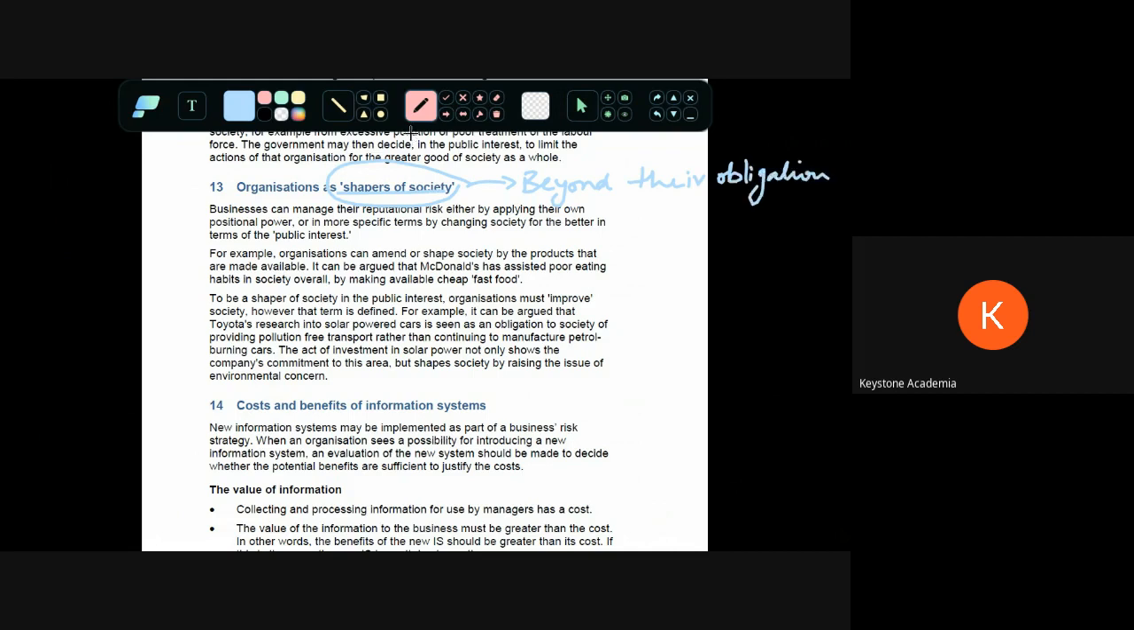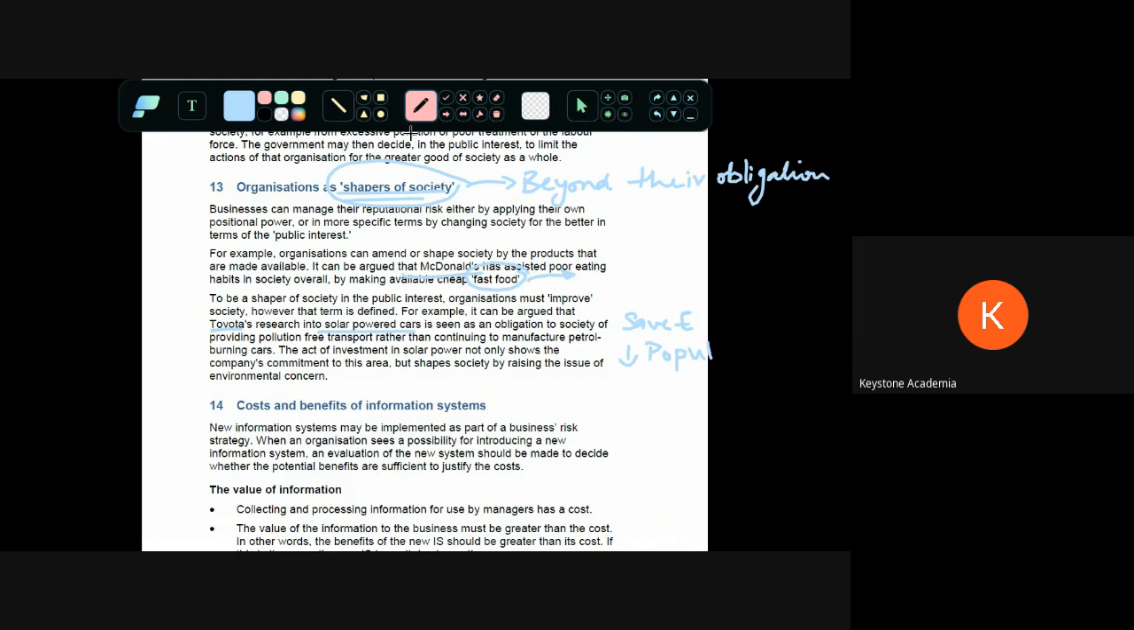So there are companies like McDonald's who are making fast food, which is not a shaper of society. They are giving society bad habits, right? But there are again companies who are providing something better for people. For example, it could be Toyota researching solar powered cars, with which you are able to save energy, pollute the environment less, and then you are again making it much easier for the people.